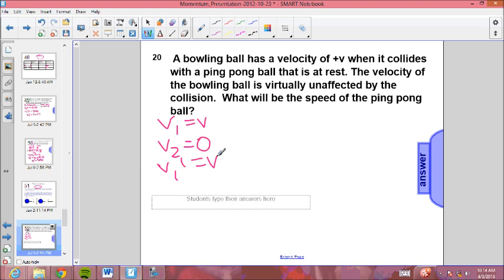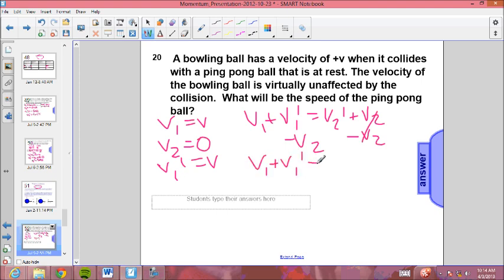So if we have our equation, v1 plus v1 prime equals v2 prime plus v2, and we want to get v2 prime, the speed of the ping pong ball at the end, we're going to subtract v2 from both sides. So now we've got v1 plus v1 prime minus v2 equals v2 prime. We know our v2 is 0, so we can cancel that out. So our v1 was v plus our v1 prime, which is also v, equals v2 prime. So v plus v gives us 2v.